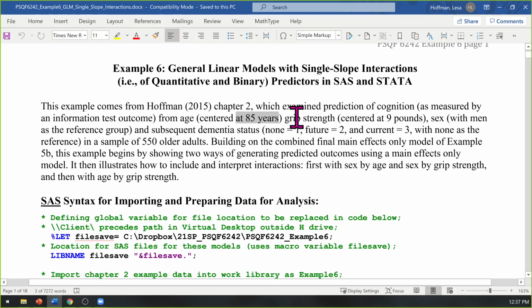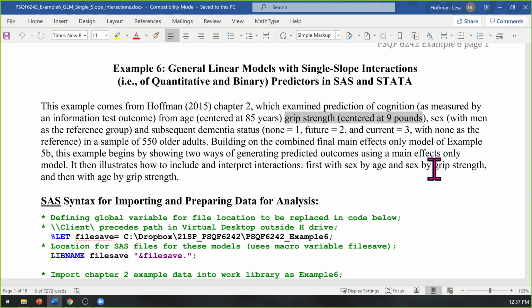We also have grip strength, which you may be thinking, what? But it is a measure that is often used as a proxy for physical functioning and frailty in older adults. You have to squeeze something and it measures how many pounds per square inch you can squeeze.